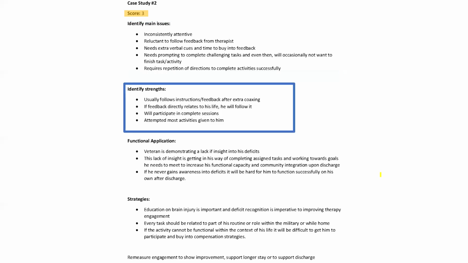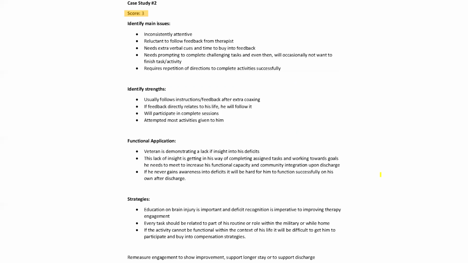His strengths include usually following instructions and feedback after extra coaxing. If feedback directly relates to his life, he will follow it. He will participate in complete sessions. And he did attempt most activities given to him, even if he was a little hesitant at first to finish them.